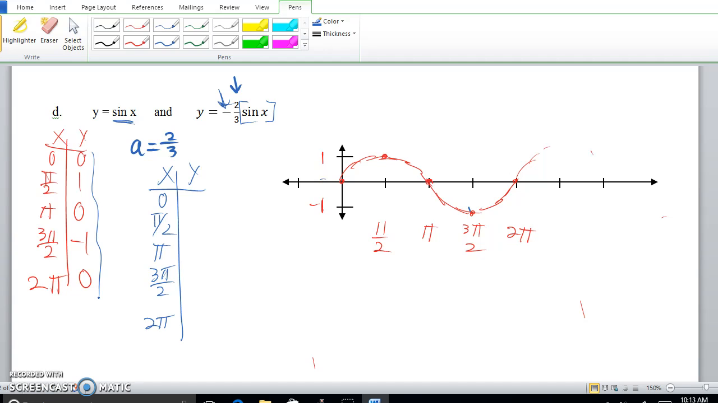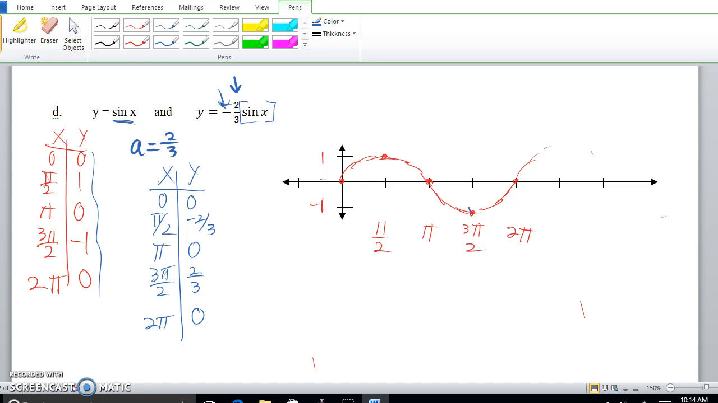I want to emphasize, it's going to be really important just to know the parent functions for sine and cosine, because then when you look at the transformation, you just apply it to what you know about the parent function. All right, so 0 times -2/3, that's just going to say 0. When you multiply it by 1, it's going to be -2/3. When you multiply it by 0, it's going to be 0. When you multiply it by -1, it's going to be negative times a negative. It actually becomes positive now. And then when you multiply by 0 again, you get 0.